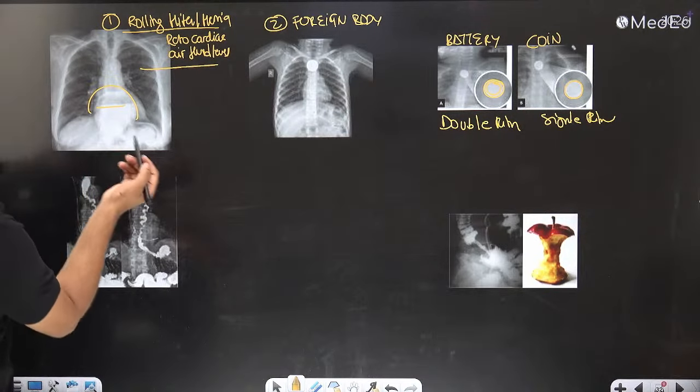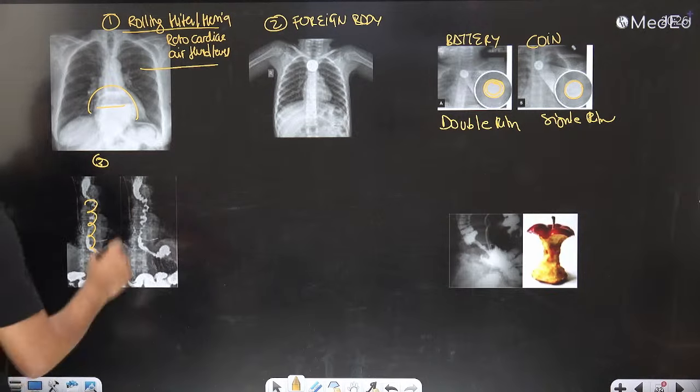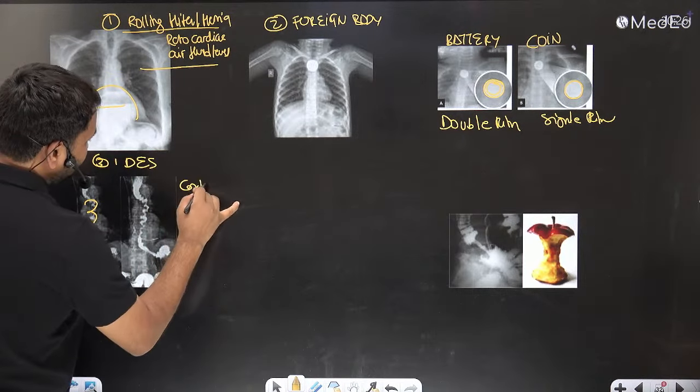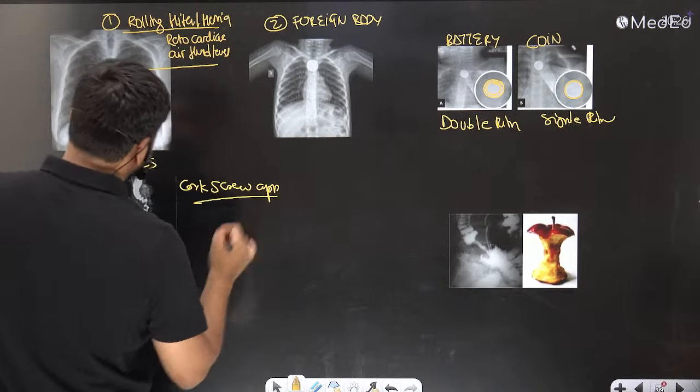I hope everybody can follow it. What is this? On an esophagus, diffuse esophageal spasm. This is what we call the corkscrew appearance.